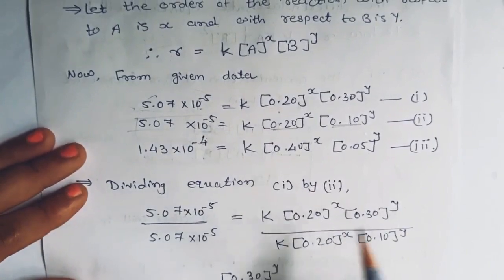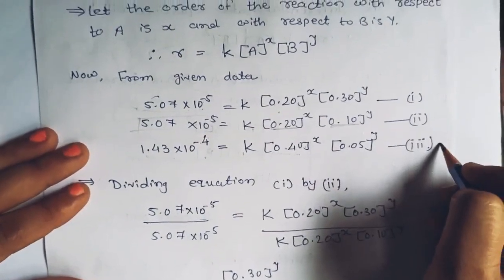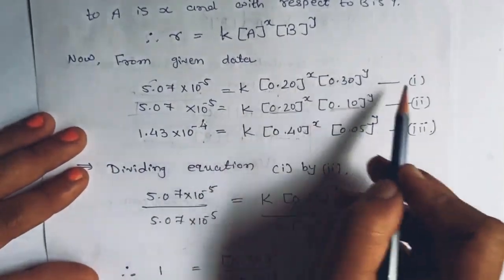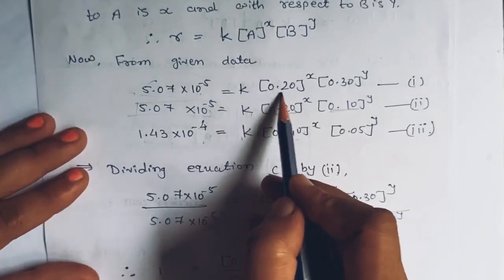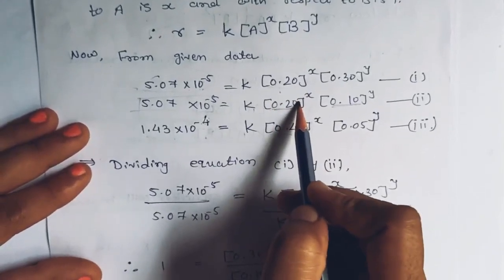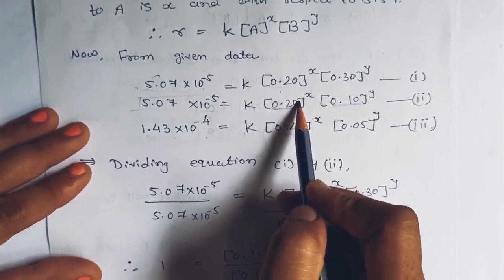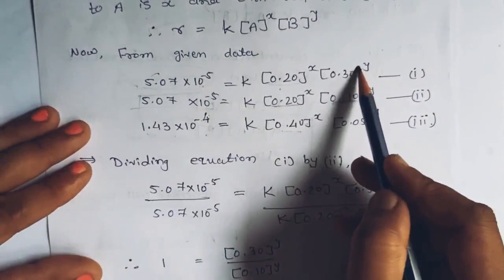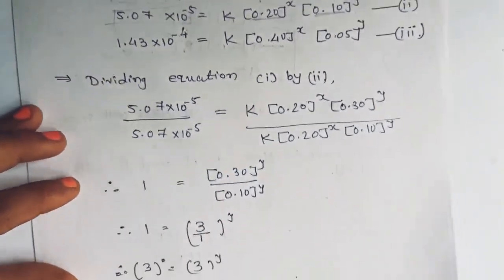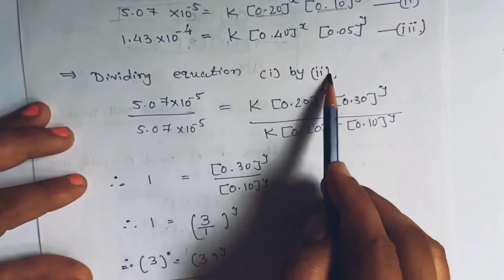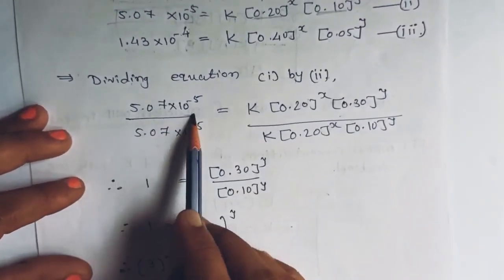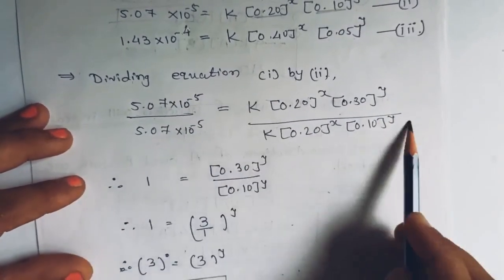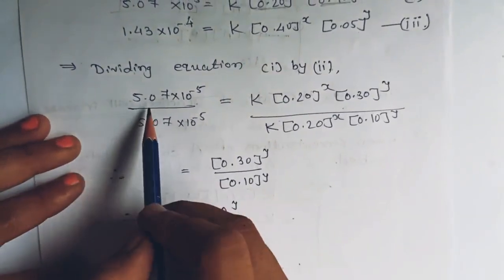Means from this you can get a different equation. Now you can see that in the first and second equation, the concentration of A is similar, right? If we divide those two equations, then we can identify that one. Let's first divide the first and second equations. This whole is the first equation, and we have to divide it by the second equation, right?